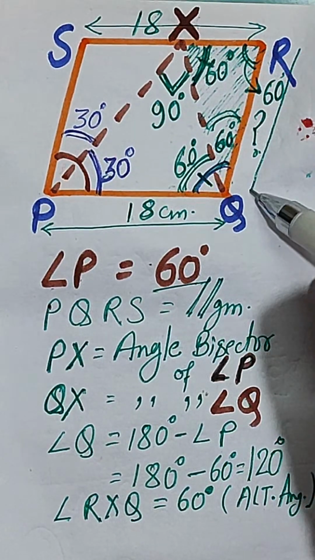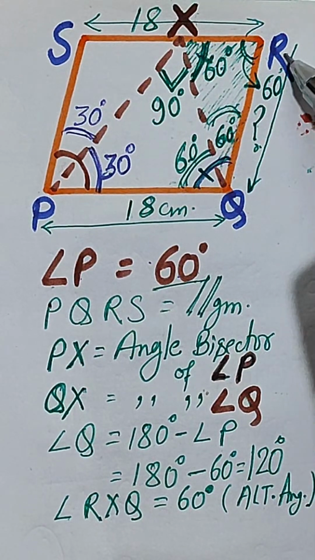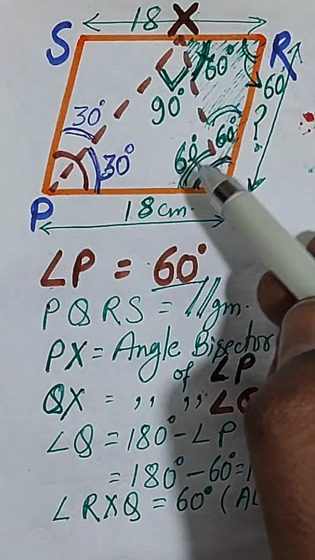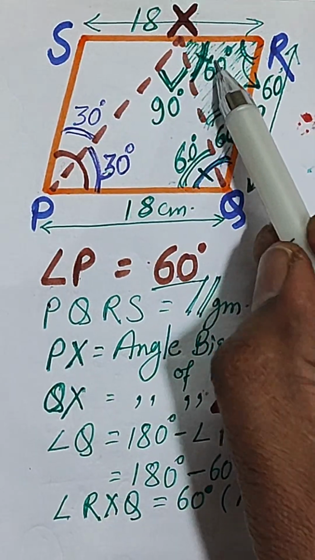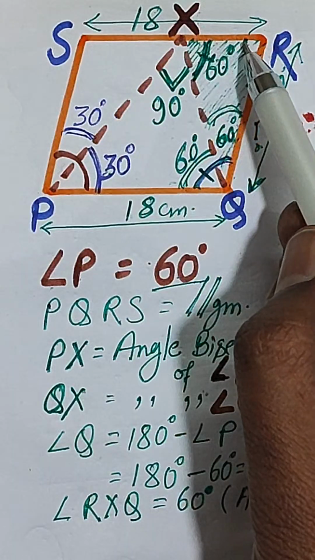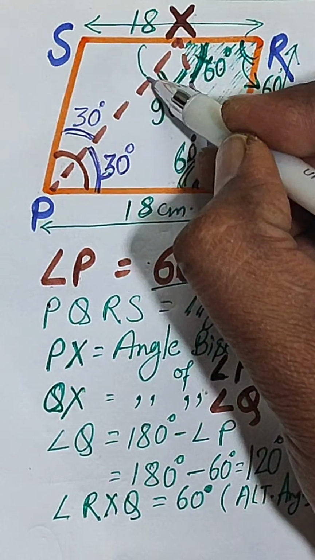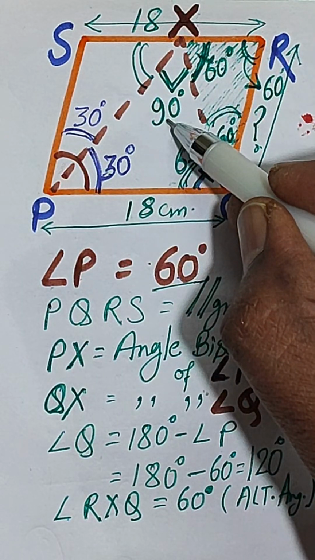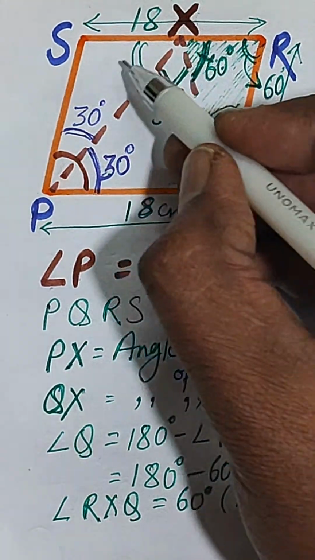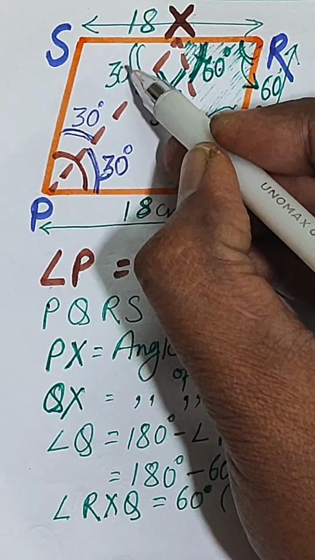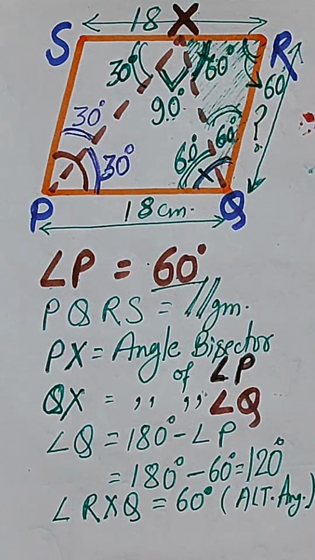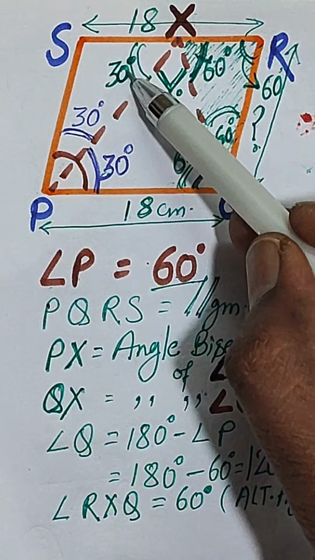Now we are going to calculate the value of RQ. What is the length of this RQ? This is the question to us, right? So students, in this case, this is 60, this is 90, and RS is a straight line, then what will be the value of this angle? 90 plus 60 is 150. So if this is 150, then this will be equal to 30 degrees, right?